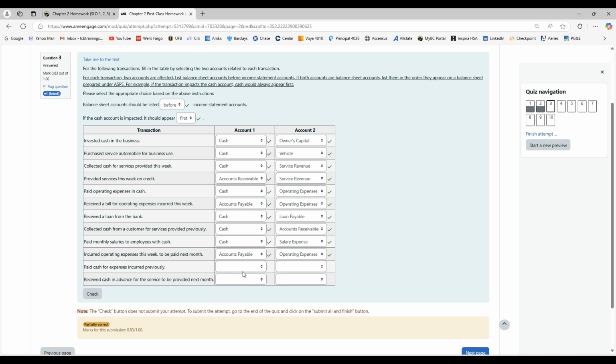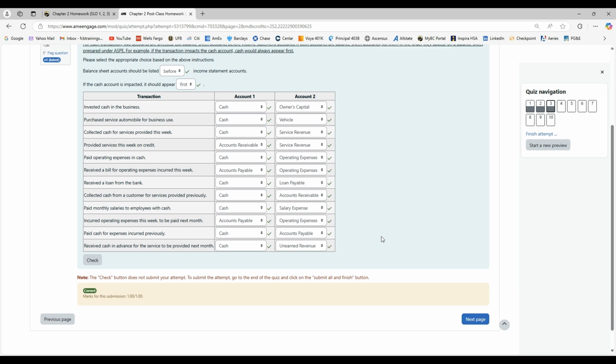Okay, we paid cash for expenses incurred previously. Then we're going to have a cash decrease and our accounts payable decrease. This is kind of step one, step two. We received cash in advance for the service to be provided next month, so we have cash going up, and we have unearned revenue because we haven't yet provided those services. All right, and that gets us 100% there, and we'll go on to the next problem.